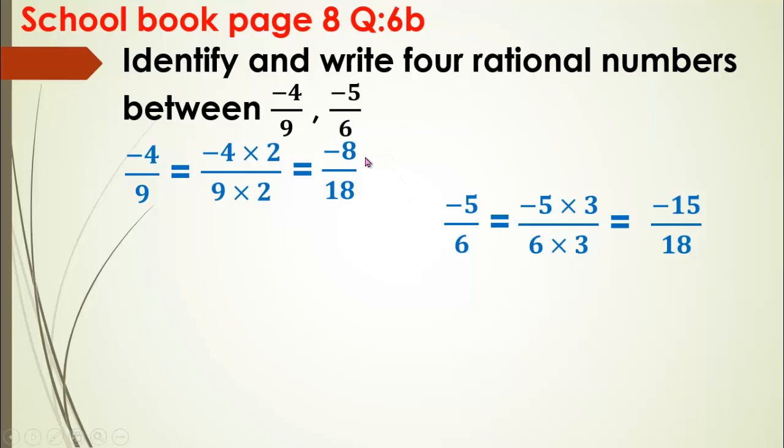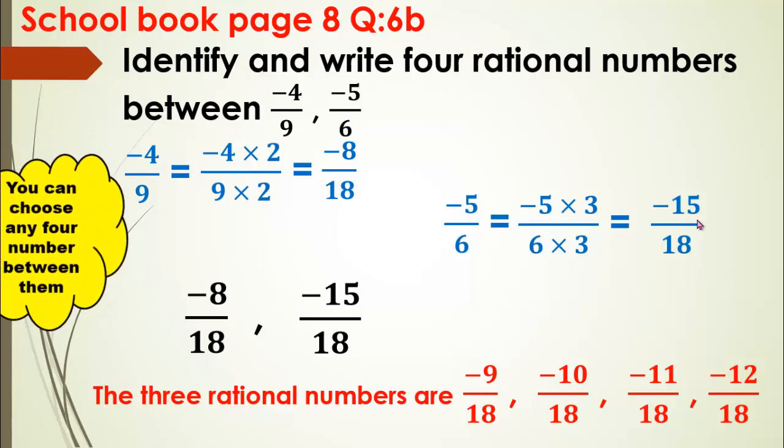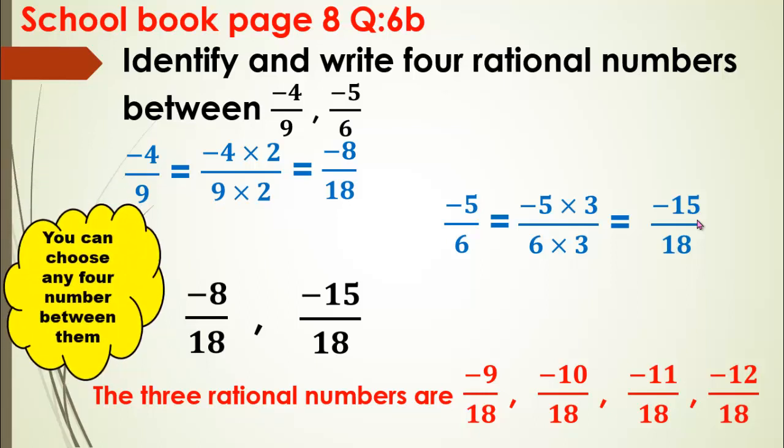I have now the same denominators, and I have numbers included between negative 8 and negative 15. My two rational numbers are negative 8 over 18 and negative 15 over 18. What are the four rational numbers included between them? We can say that they are negative 9 over 18, negative 10 over 18, negative 11 over 18, and negative 12 over 18. And don't forget that you can always write other four rational numbers included between them. You can take, for example, negative 10 over 18, negative 11 over 18, negative 12 over 18, and negative 13 over 18. You can choose any number between negative 8 and negative 15.